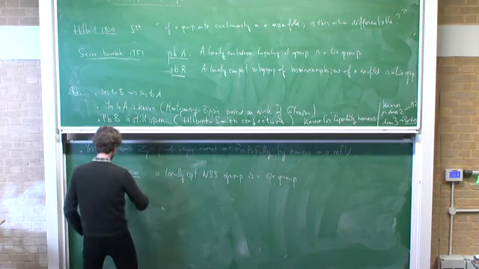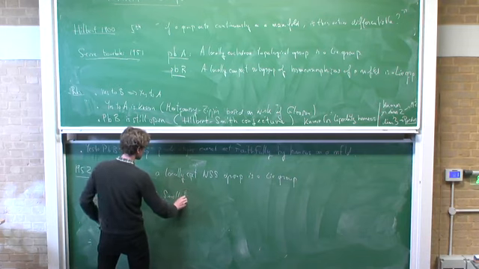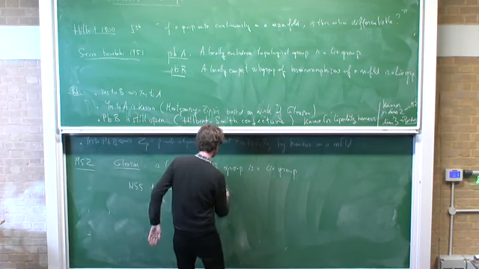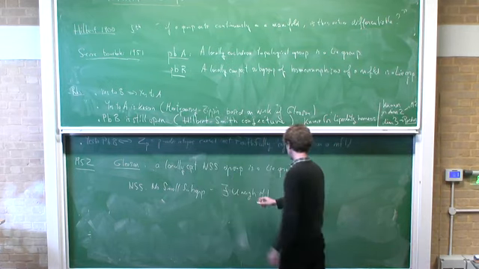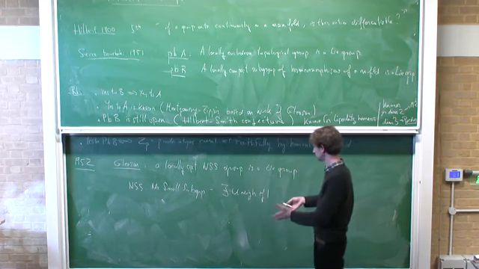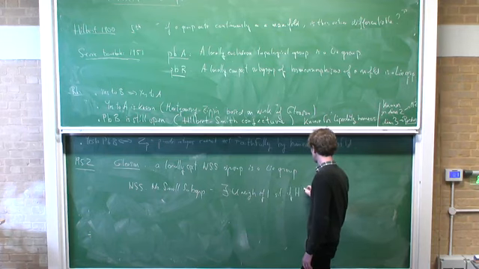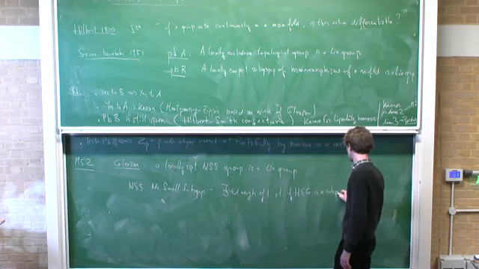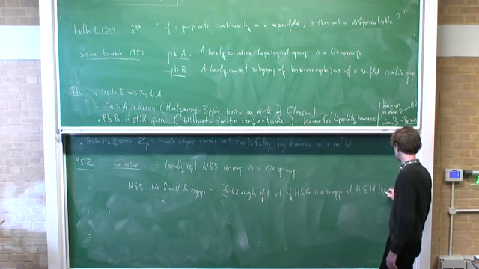NSS means no small subgroups. So it means there exists some neighborhood U of the identity containing no subgroup, such that if H in G is a subgroup entirely contained in U, then H is the identity.